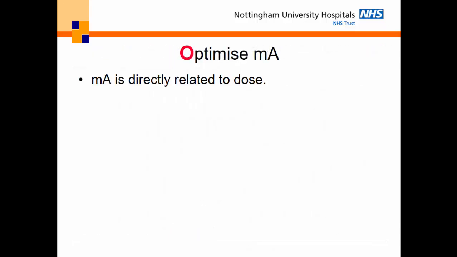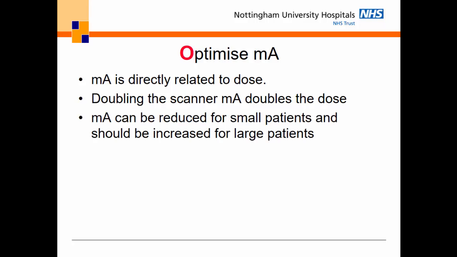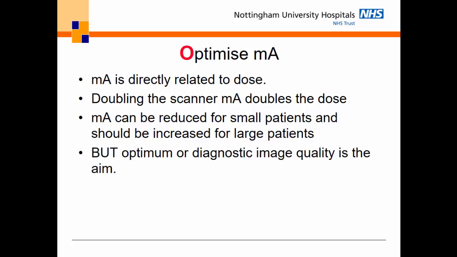Okay, you need to optimise the mA, that's the tube current. The mA is directly related to the dose, and doubling the scanner mA doubles the dose. The mA can be reduced for small patients and should be increased for large patients. So if you look at a sample of your data, you should see a trend of increasing mA and DLP or whatever with larger patient size. If you're not getting that, you're not adjusting the factors properly.